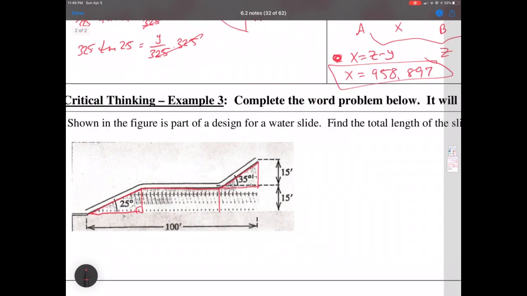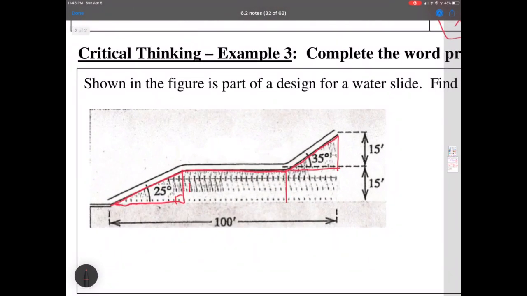Well, we know from the diagram that that's 15, and this is 15. So we can find those measurements, we can find the hypotenuse for here. We can find the hypotenuse for here. And then we can find this part, and we can find this part, so that we can find out the total length of the middle section. All right, so let's begin working on this problem.